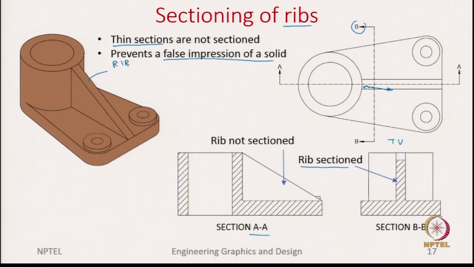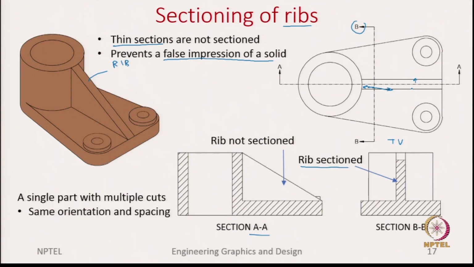So, if you look at the cut line BB, the place where it cuts the rib, there is a lot of material behind it. But if you look at this section AA, the thickness of the material is very less. So, that is the reason why we want to avoid the confusion. Okay.